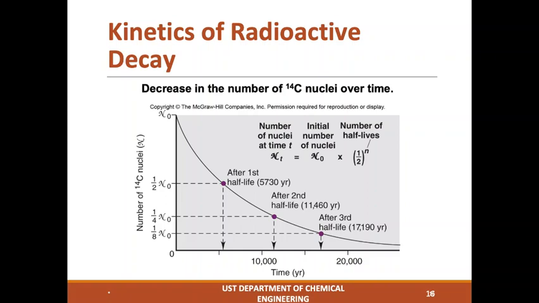We can describe this decay mathematically with this equation. The number of nuclei at any time t is equal to the initial number of nuclei times 1/2 raised to n, where n is the number of half-lives elapsed.